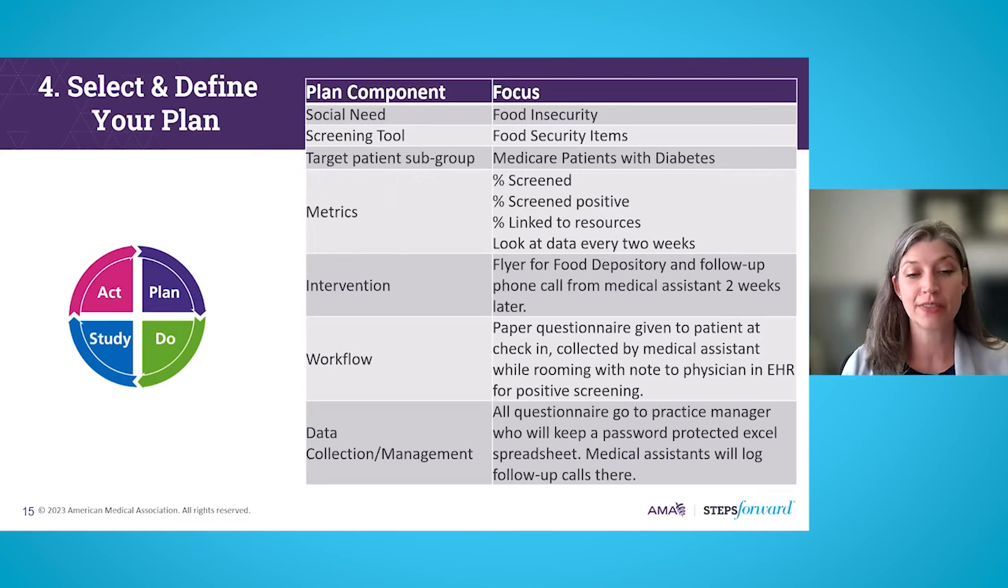Next, define your metrics. What are things we need to measure to know that we are having an impact? First, establish that the target population subgroup is indeed being screened. Then measure how many of those patients screen positive. In this instance, we chose food insecurity as our focused social need. You'll want to measure the people who have screened positive, and then we want to make sure that what we're doing is actually having an impact on patients. So we'll want to also measure the percentage of people who are linked to resources. And then choose something that is time limited. So in this instance, we'll look at the data every 2 weeks.